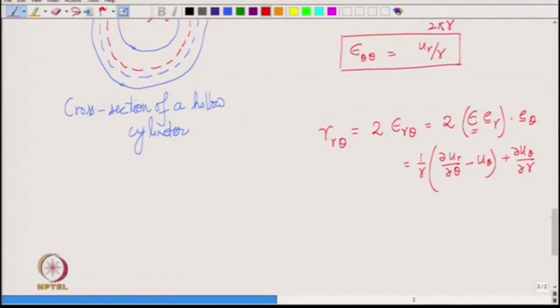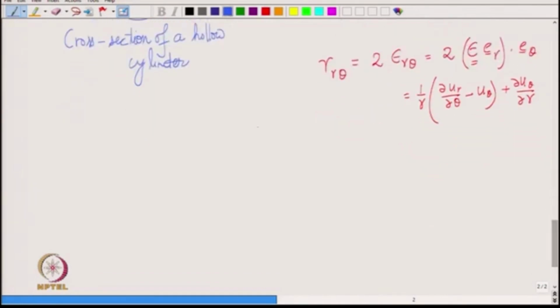So, this is telling me the change in angle between two line elements which are along E r and E theta. Okay. So, again you can draw the circle. Let us have a circle here, and at any point we can think of two line elements. So, this is the origin.